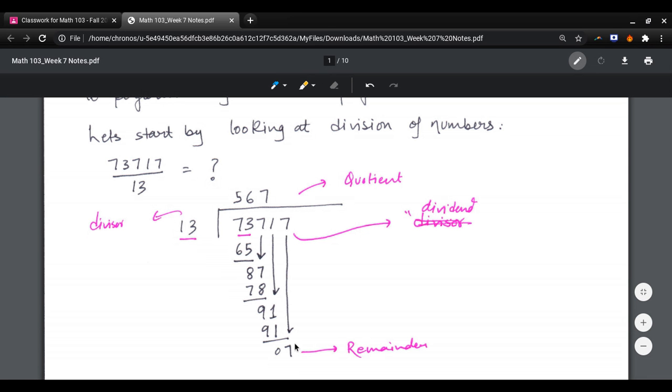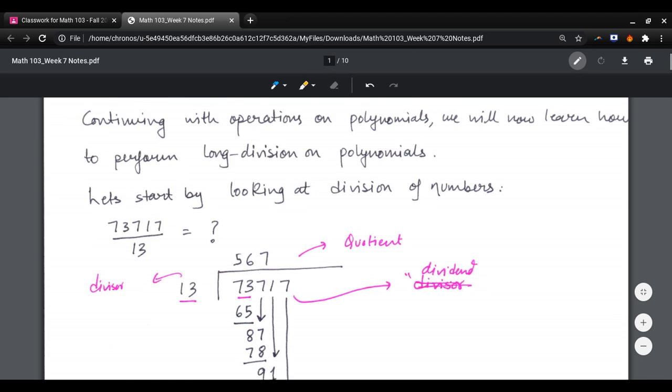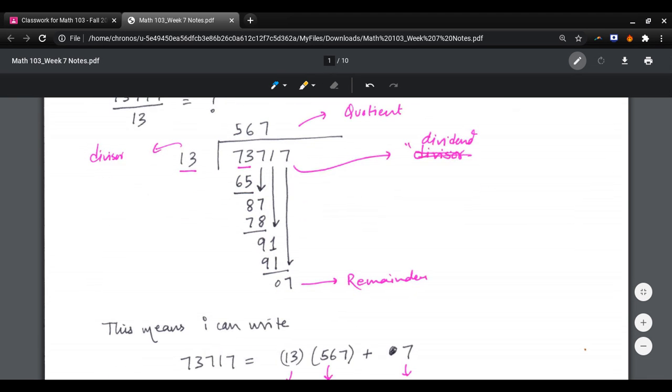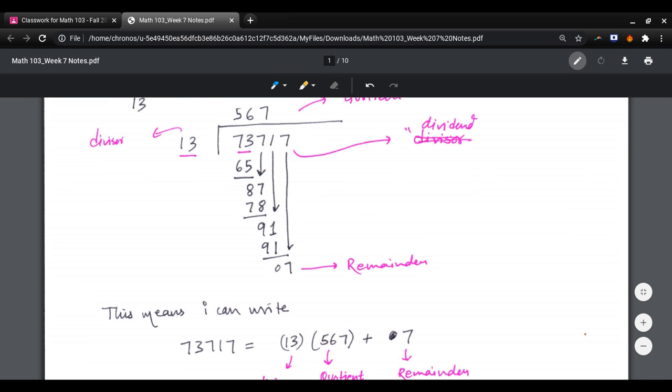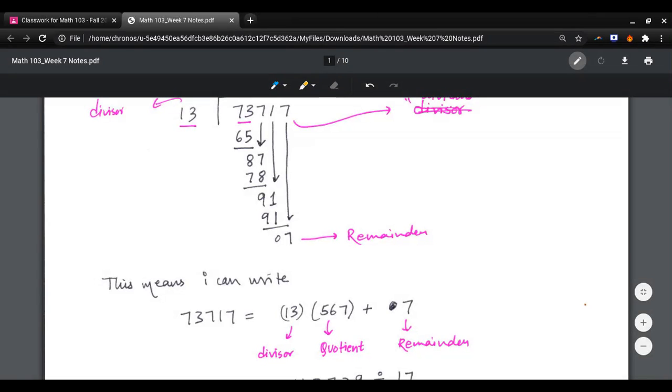Now certain terminologies here. The number that you are dividing is called the dividend. The number you're dividing by is called the divisor. The number of times it divides is called the quotient, and whatever remains is called the remainder. I'll highlight this procedure again. This also means that I can write the number 73,717 as 13 times 567 plus 7, which is divisor times the quotient plus the remainder.